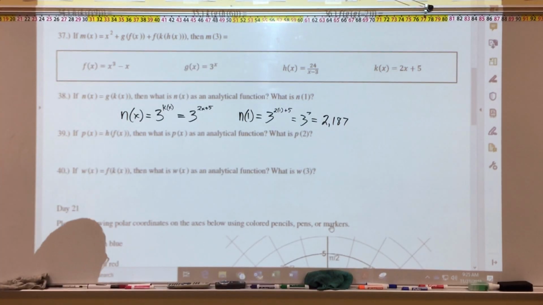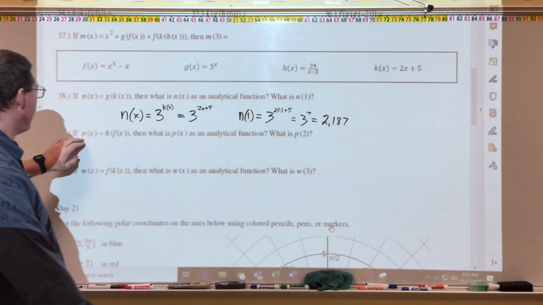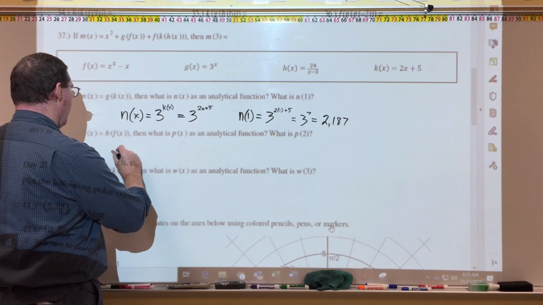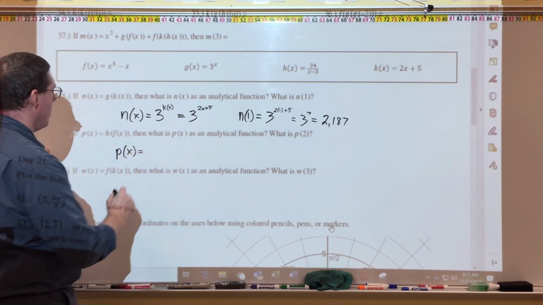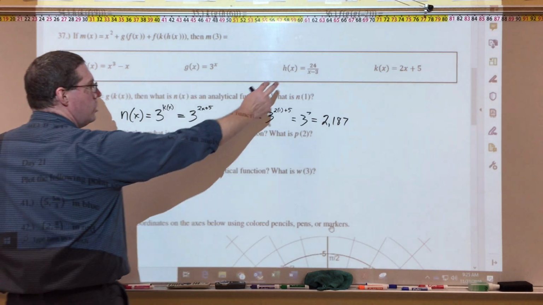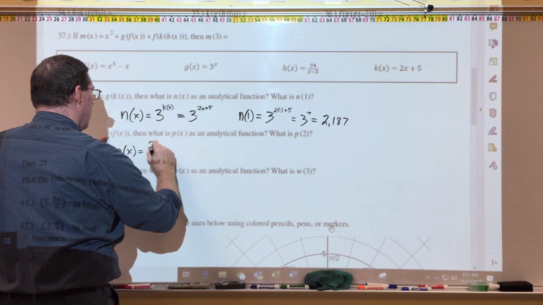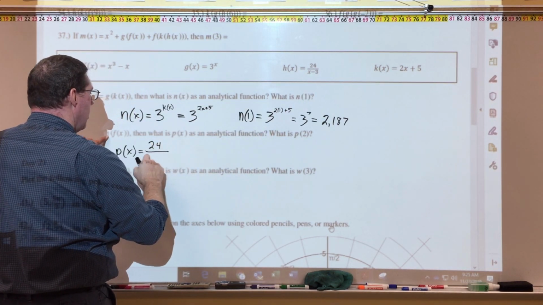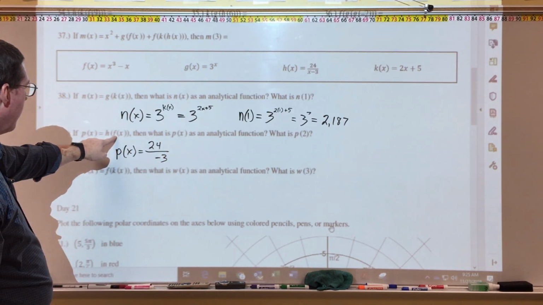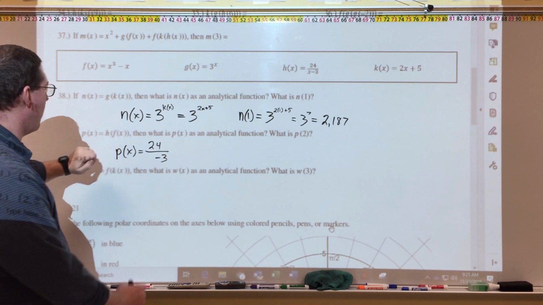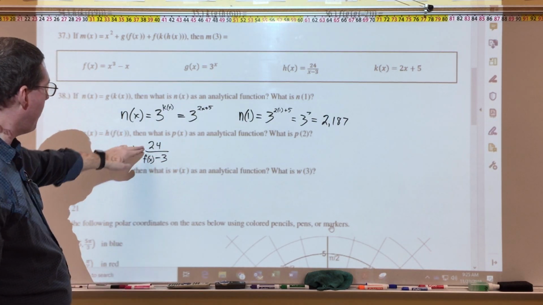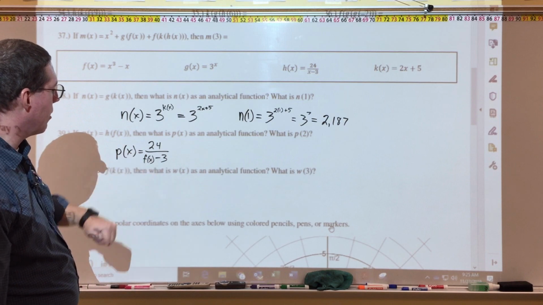All right, let's now look at question 39. It says p of x is h of f of x. So what is p of x as an analytical function? Here's what we're going to do. We're going to write the outside function h. So h is 24 over x minus 3. 24 over, instead of x minus 3, we're going to write whatever's on the inside of this composition function. We're going to write f of x. So f of x minus 3. So p of x is 24 over f of x minus 3.